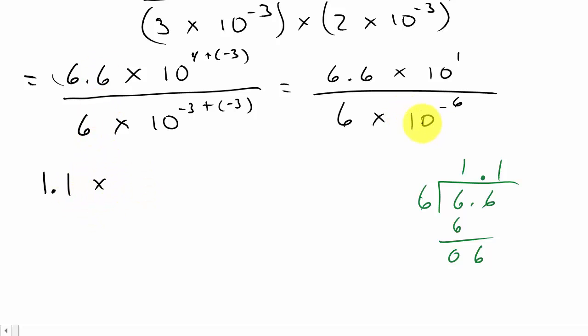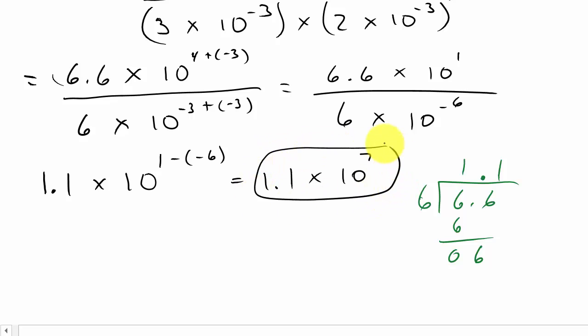Times, now I've got like bases, so I'm going to subtract the exponent. So times 10 to the 1 minus negative 6. And so this is going to give me 1.1 times 10 to the 7th. And there's your answer. All right, so I know this ran a little long, but hopefully it helped.